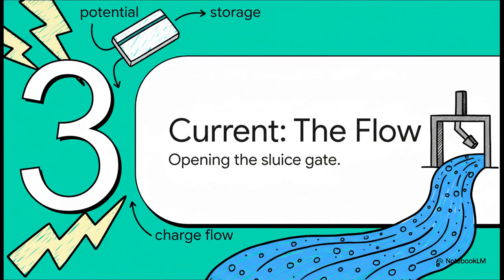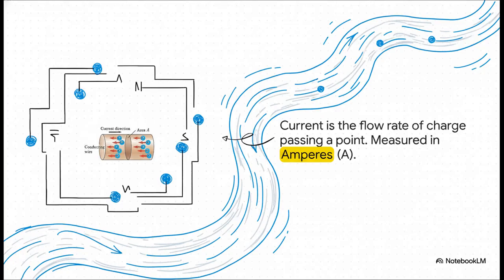All right, so we have the potential, the push from the hill. We have the capacitor, our reservoir for storing it up. But all that stored energy is pretty useless if it just sits there. So now it's time to open the floodgates and let it flow. And that flow of charge is what we call current.